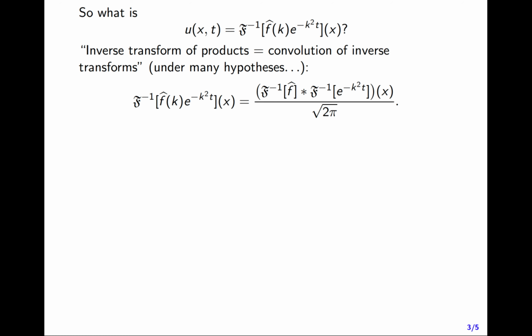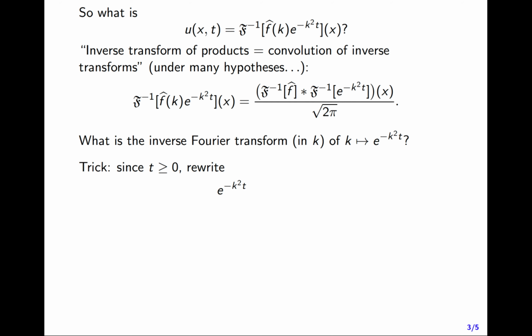And this inverse Fourier transform of e to the minus k squared t, t is the parameter, k would be the variable of integration. So what's the inverse transform of the mapping k goes to e to the minus k squared t? We can actually calculate this. First, time t is greater than or equal to 0. That's given at the start of the problem.